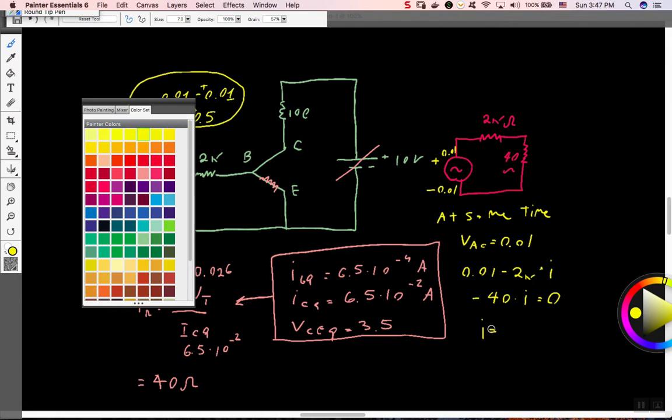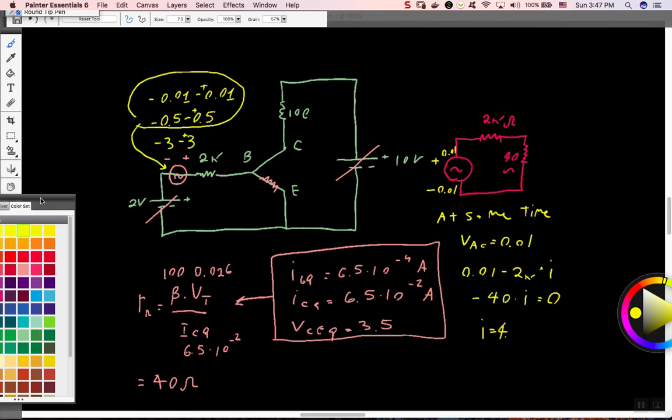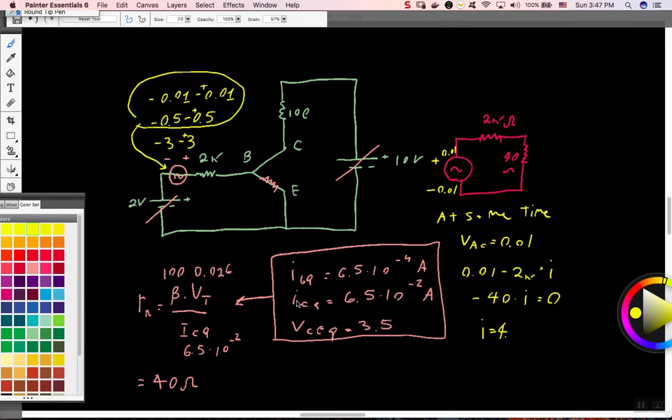Divided by 2040, right? Okay, it's a very small number. It's 4.9 times 10 to the minus 6. And that's correct. It has to be smaller because the large signal, even the IB from the big source, is 6.5 times 10 to the minus 4. So obviously from the small source, it has to be smaller than that.